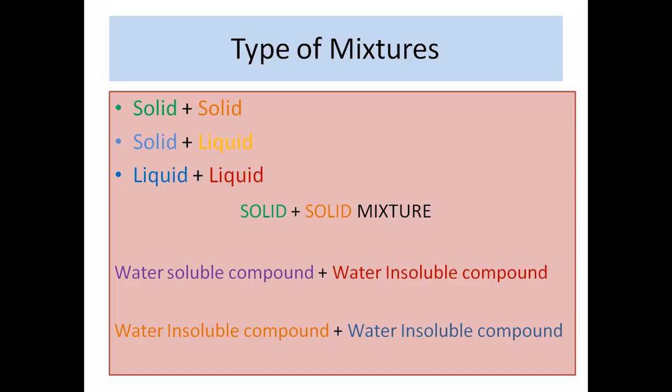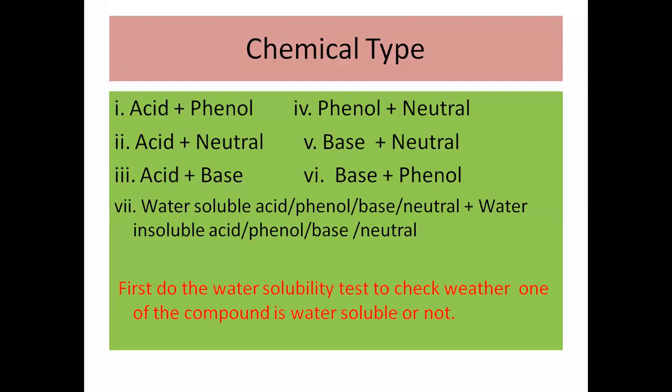So in solid-solid mixtures you will get these two combinations normally: water-soluble compound plus water-insoluble, and the second one is water-insoluble compounds. Then now you have to first identify the chemical type.